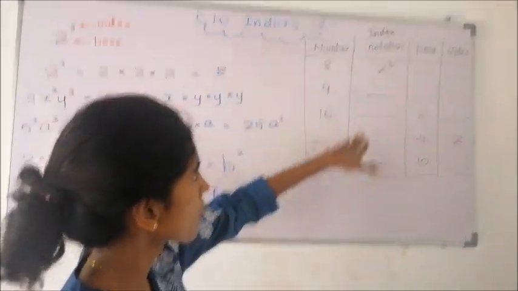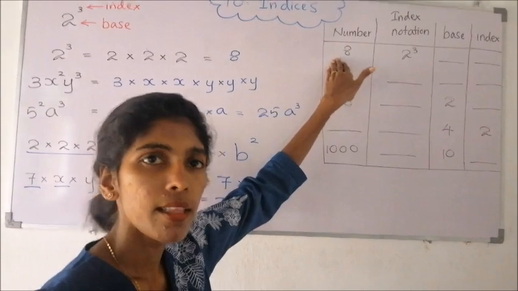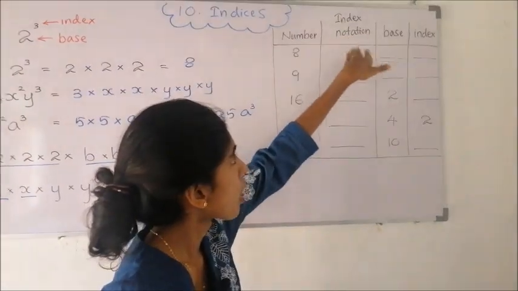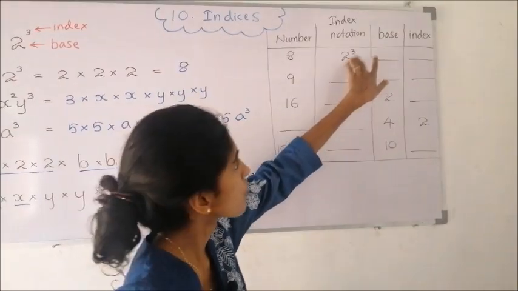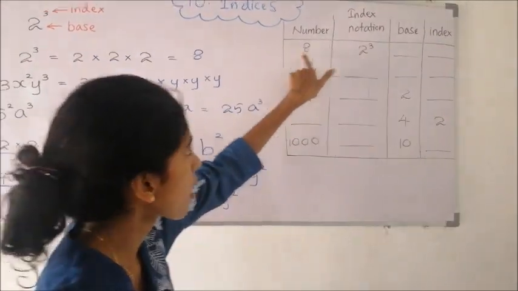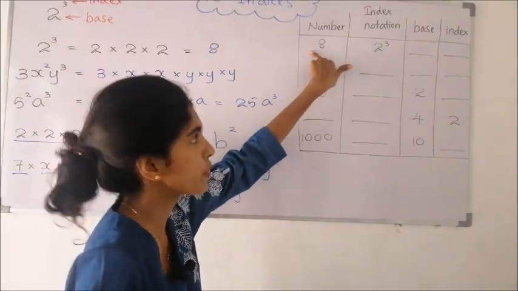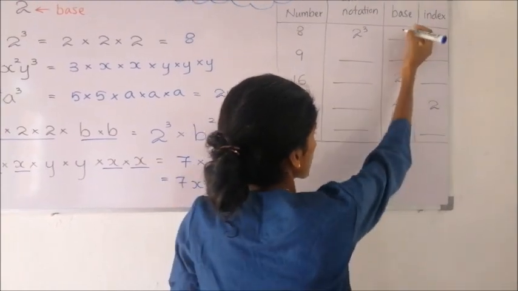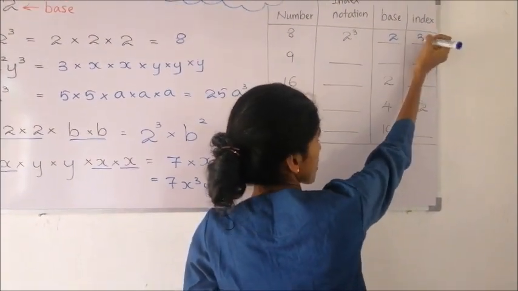Now children, in your review exercise, see the first question. You are given a table. A number is given. That number can be written in index notation, and after writing in index notation, we can identify the base and the index. Here the number is 8. It is written in index notation like this. So the base is 2, index is 3.